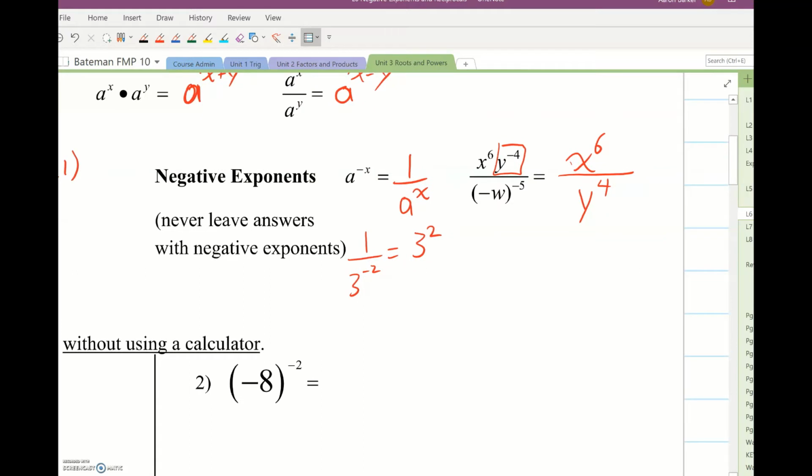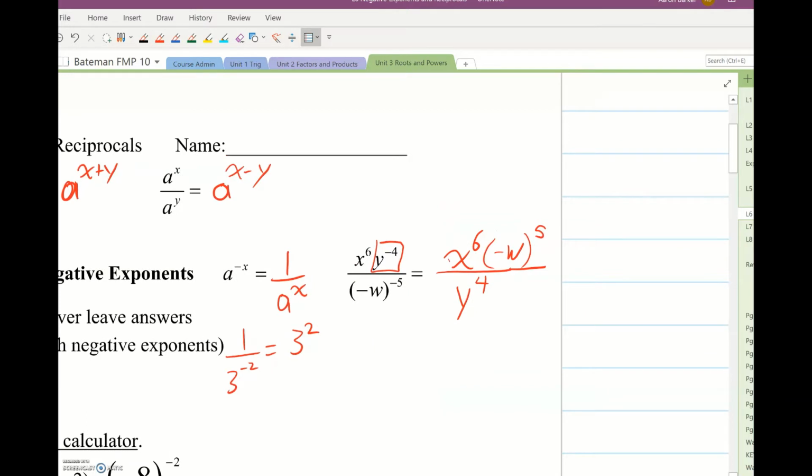What do we have to do with the w? Has to go up top, and now we have a positive 5 exponent. What's our last step? The negative sign on the brackets, right? No brackets are allowed in final answers. So this is an odd exponent. So is our final answer going to be negative or positive? Negative. So we move it out of the brackets and we'll go up front with it. So it doesn't look like a subtraction. Negative x6 w5 over y4. Okay, that is your final answer.